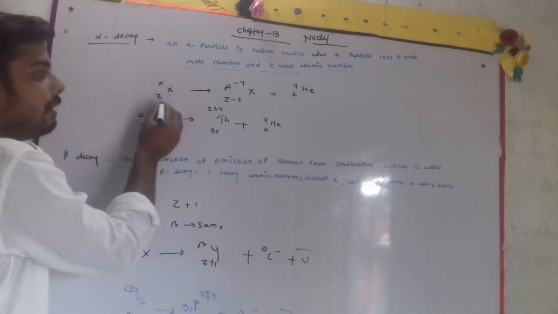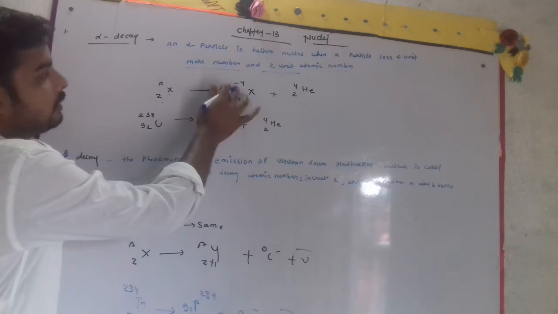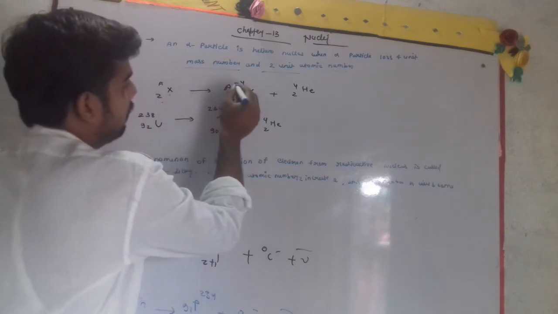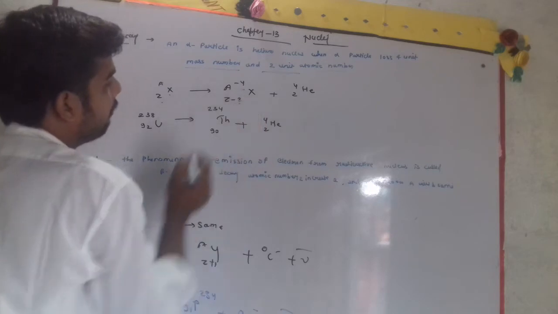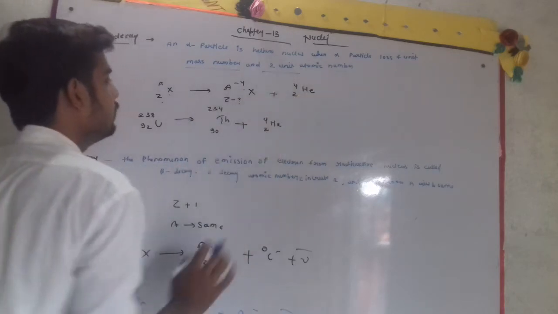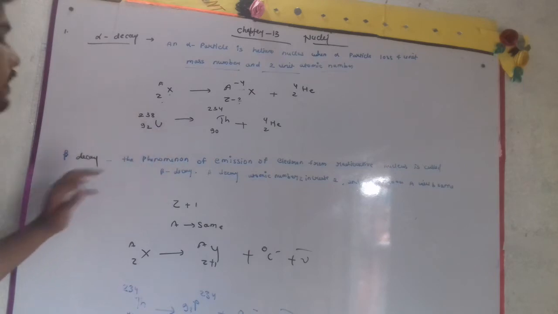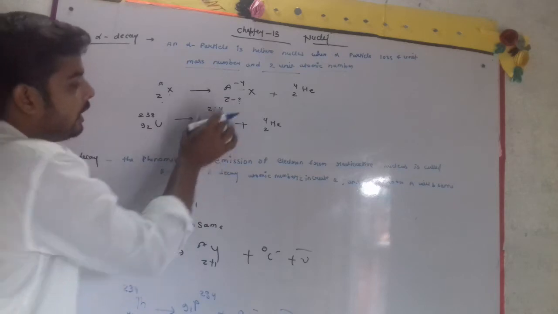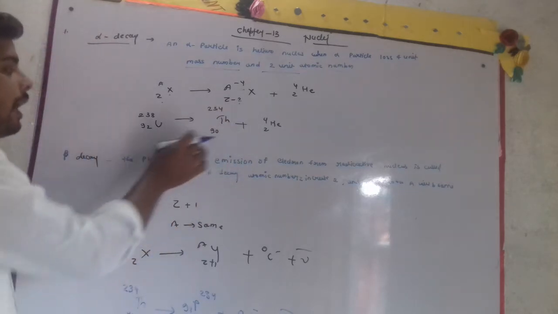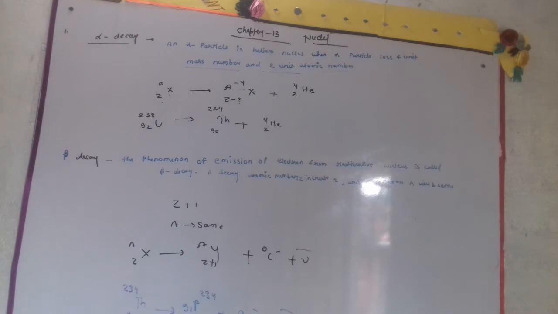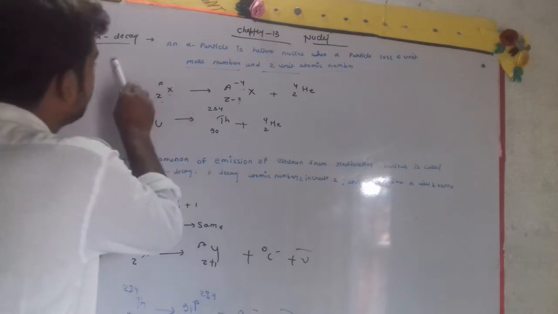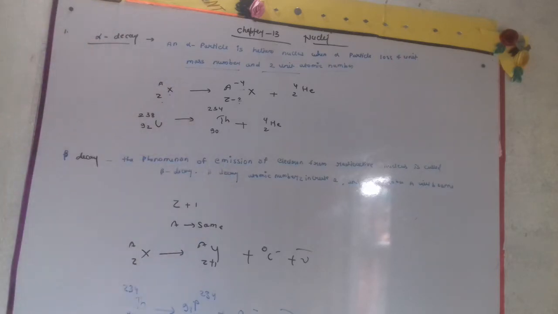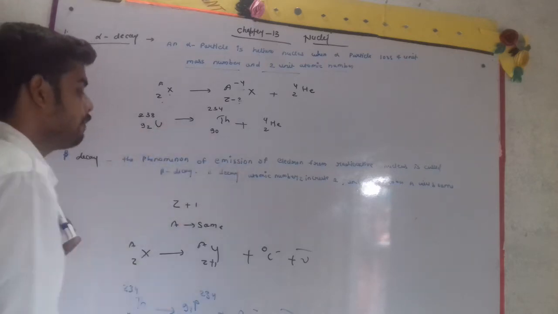So for X, the mass number is reduced by 4 and the atomic number is reduced by 2, and a helium nucleus is emitted in alpha decay. In this example we can see uranium with mass number 238 and atomic number 92. So 234 will be there, thorium will be there with atomic number 90. So this phenomenon is alpha decay, that means the nucleus loses 4 units of mass number and 2 units of atomic number. You can discuss it in more detail and see the books.